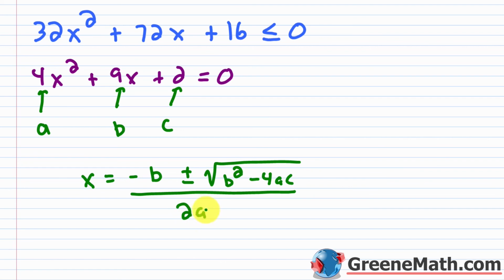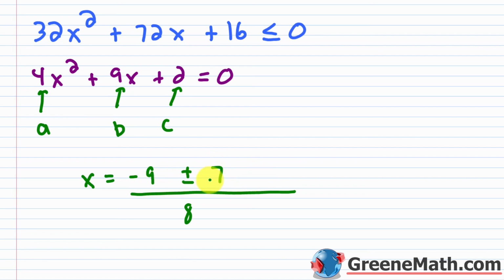Okay, so negative b, we have negative 9 plus or minus the square root of b squared. 9 squared would be 81 minus 4 times a times c. Well, a here is 4, c here is 2. So negative 4 times 4 is negative 16. Negative 16 times 2 is negative 32. So this would be minus 32 here. Then we have 2 times a in the denominator. A is 4, so 2 times 4 is going to be 8. So then under our square root, we have 81 minus 32, which is 49. And the square root of 49 is 7.